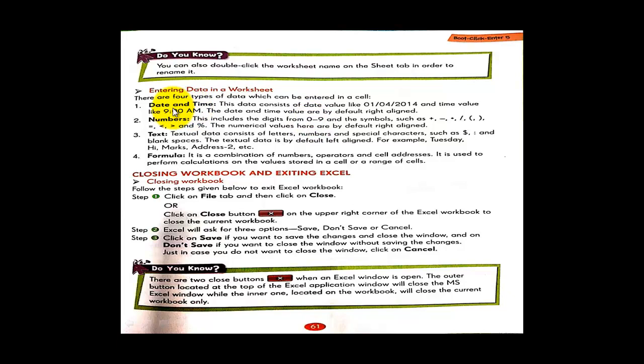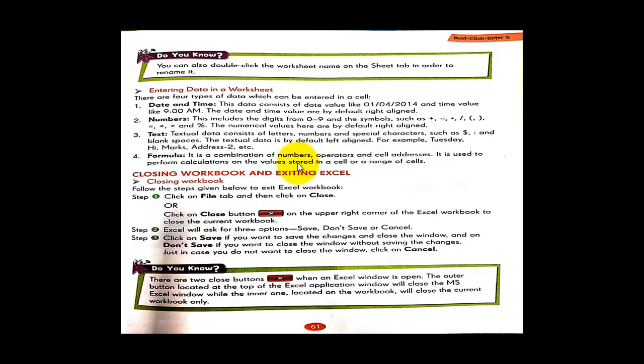Date and time, numbers, text, formula. Numbers are 1, 2, 3, 4 up to 0, 9 and symbols such as plus, minus, equal to, greater than, less than, and the percentage symbol. Text consists of alphabetical letters, numbers and special characters such as dollar sign, hash, and marks.